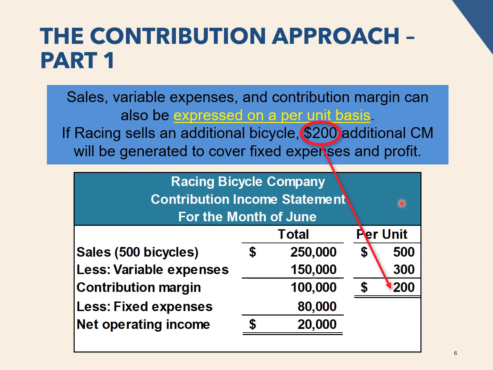Let's take a look at the contribution income statement for Racing Bicycle Company for the month of June. In June, the company sold 500 bicycles at 500 per unit. So the variable expenses per unit is $300. 500 minus 300, you will get 200 contribution margin. That means if Racing sells an additional bicycle, 200 additional contribution margin will be generated to cover fixed expenses and profit, as you can see from here.